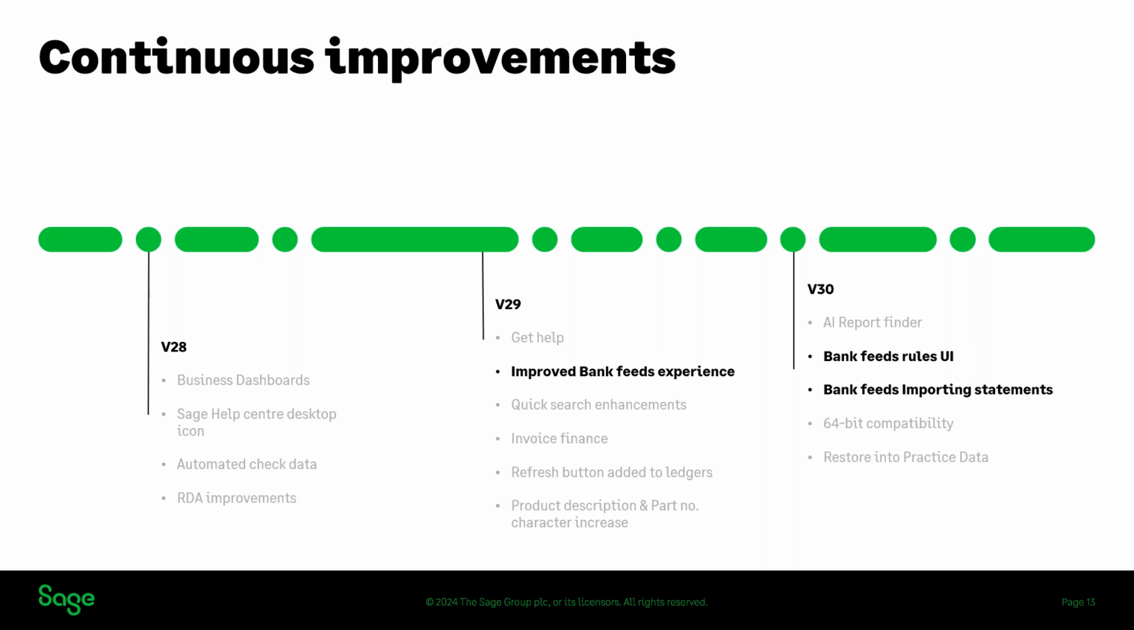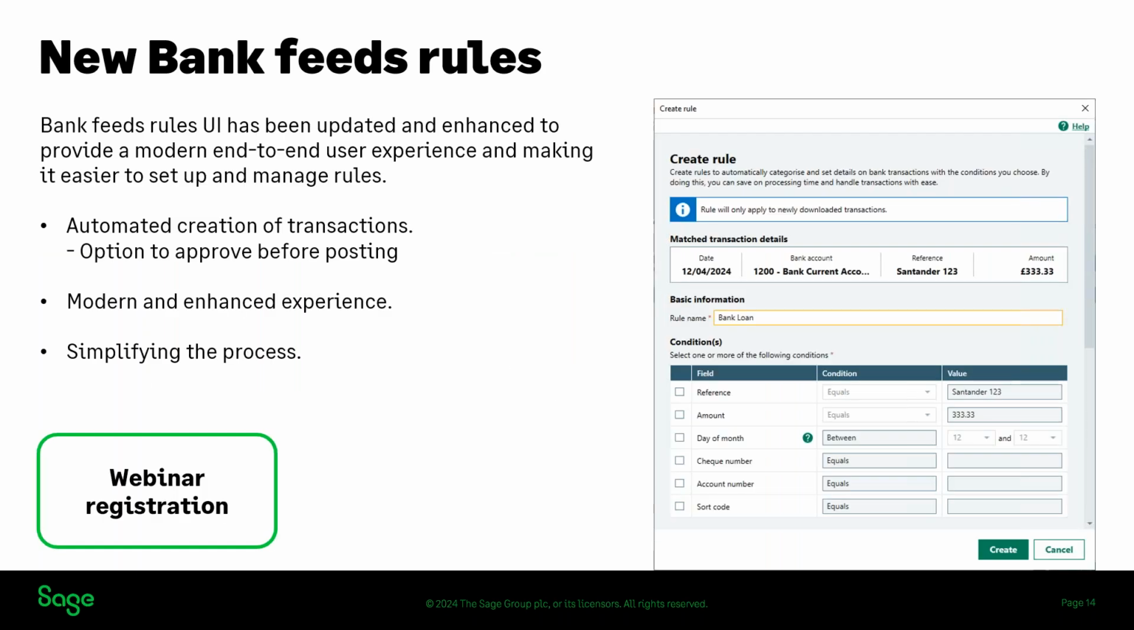But let's take a look at that in more detail. The Bank Feeds Rules user interface has been updated and enhanced to provide a modern end-to-end user experience, making it easy to set up and manage rules. I'm not going to go into too much detail about bank feeds, as we do have dedicated sessions. We do a bank feeds series that we've been doing for over a year. But automatic bank feeds will basically link to your bank account and download transactions that have happened in real life. What you can do with the bank feeds rules is set up a criteria.